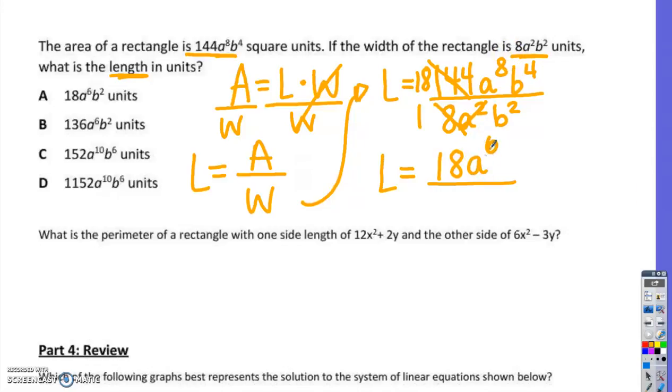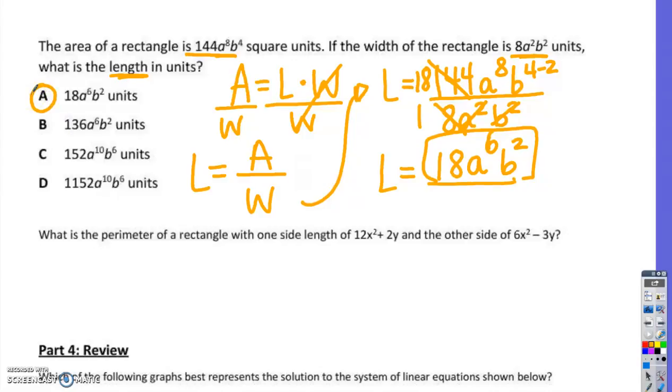And then I'm going to do the same thing with these b's. I want to move these 2 up here, so we're going to end up subtracting those. We'll be left with b to the 2nd power. And that's going to be our final answer over here. Let's go look at our answer choices, and it looks like we have it right here, answer choice A.